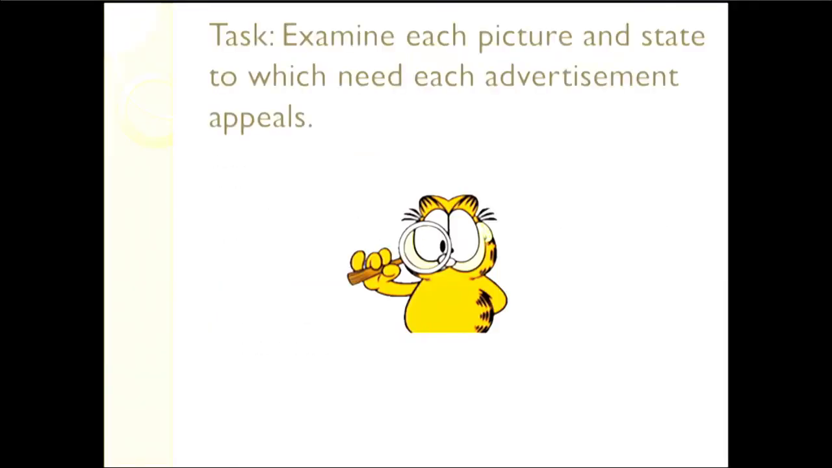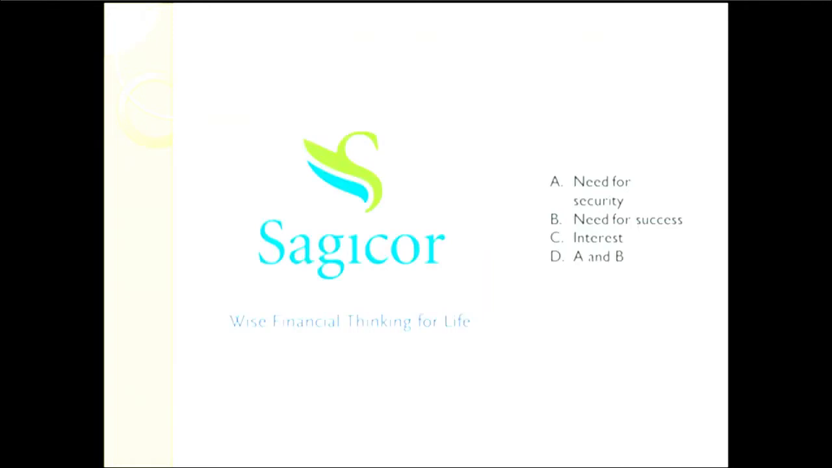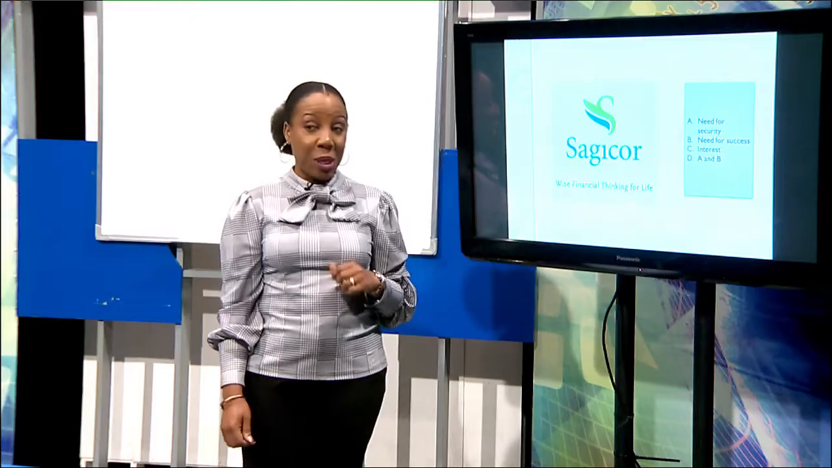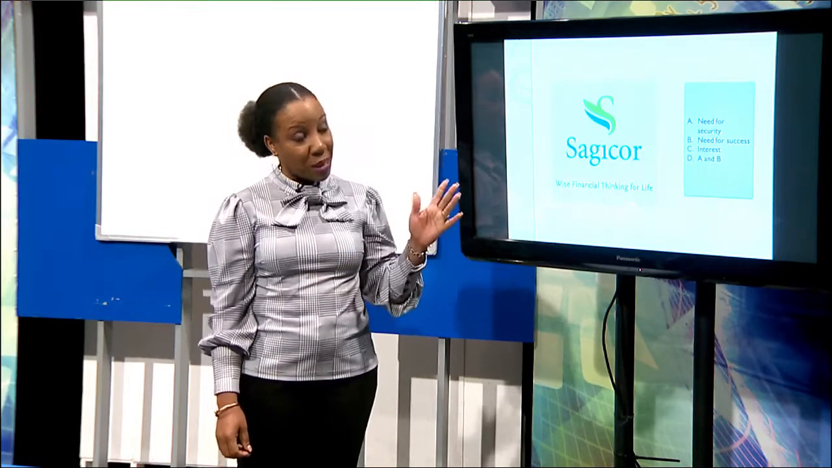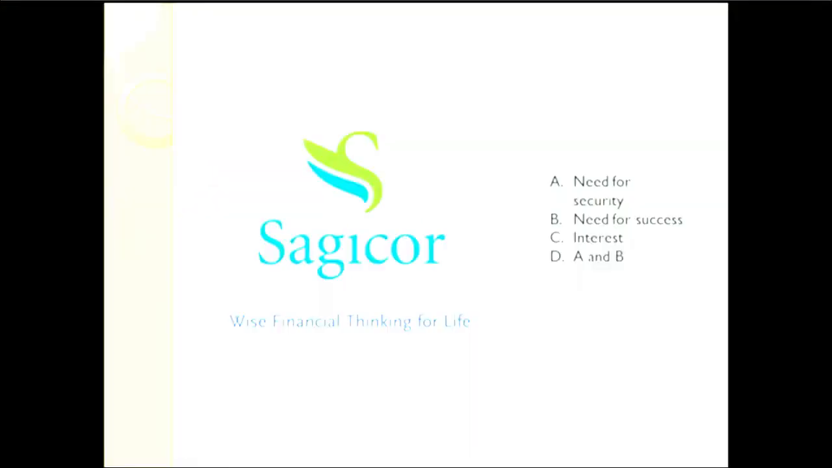We are going to look at some pictures and we're going to examine them to see if we can apply what we know about needs to figure out what need each advertisement is appealing to. First one, Sagicor, and their tagline is wise financial thinking for life. Now, is the appeal need for security, need for success? Is it appealing to an interest? Or is the answer D, which means it's appealing to both need for security and the need for success?